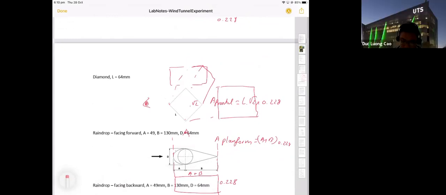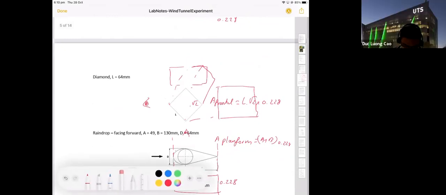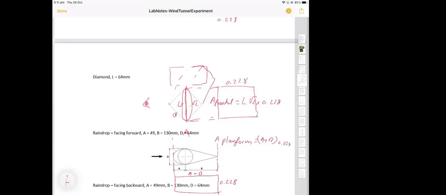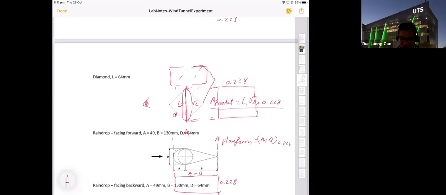L times square root of 2, because you see this side is L, this one is L. When you see from the side view, you will see this one, the rectangle with one side is L times square root of 2. This one is one side of the rectangle, and another side is 0.228, not L. So L times square root of 2 times 0.228. Got it? Yeah, thank you. This one, diamond. Okay.